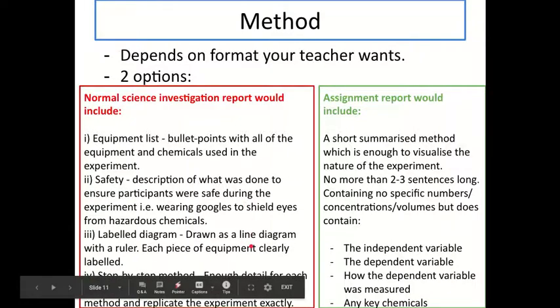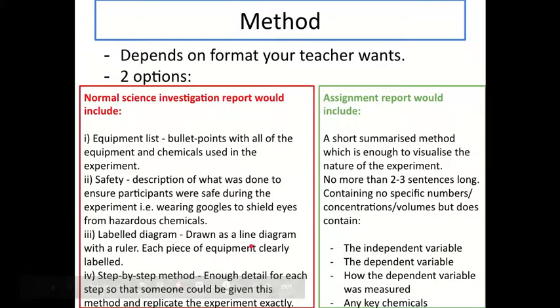Next, you would normally put in a labelled diagram, and this should be drawn as a line diagram using a ruler to make it really neat, and each piece of equipment should be clearly labelled. Finally, you would write a step-by-step account of your method. Sometimes it's best to write a draft of this and then add to it or edit it as you actually complete the experiment. Importantly, it should be in enough detail so that anyone could be given this and they could replicate the whole experiment exactly as you did it.